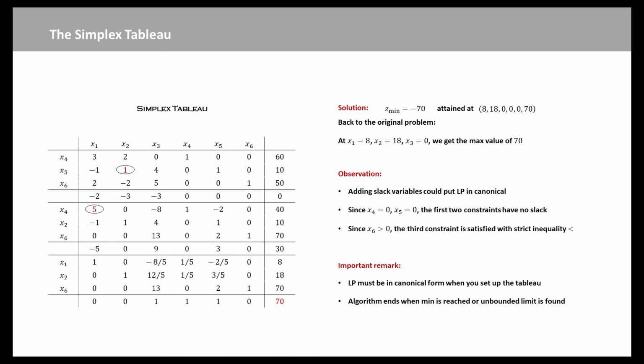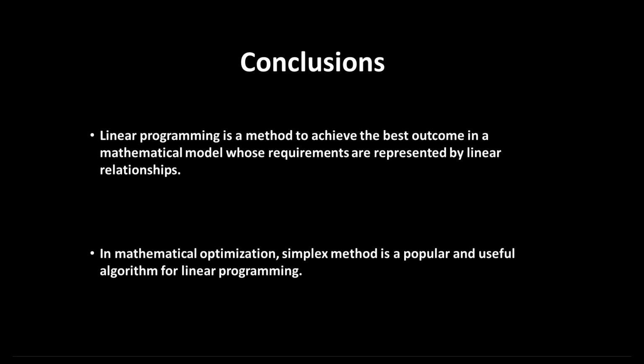The observations and remarks are shown in this slide. From the conclusions, what we learned? Linear programming is a method to achieve the best outcome in a mathematical model whose requirements are represented by linear relationships. In mathematical optimization, the simplex method is a popular and useful algorithm for linear programming.